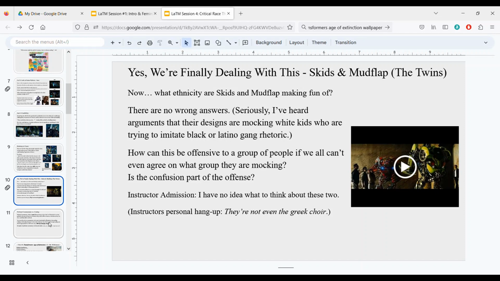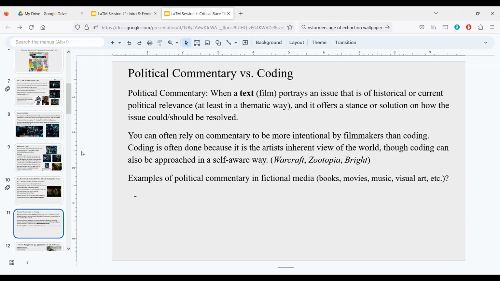All right. And then let's define political commentary versus coding. Tommy, you want to read the first paragraph? All right. Political commentary is when a text or film portrays an issue that is of historical or current political relevance, at least in a thematic way, and often takes a stance or solution on how the issue could or should be resolved. Do you want me to read the second paragraph? Yeah, go for it.